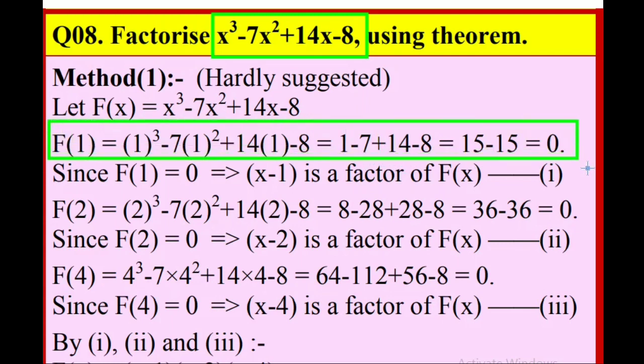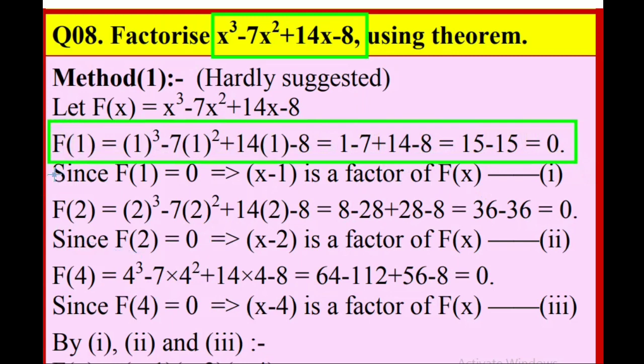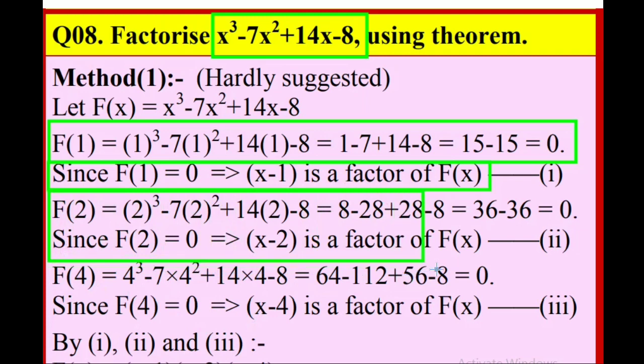So according to the theorem, if f(1) is 0, then we can say that x minus 1 is a factor of f(x). And fortunately, by replacing x with 2, we evaluate the polynomial, which is the dividend, and again we find it comes 0. So again we can say here that since f of 2 is equal to 0, hence x minus 2 is a factor of f(x). Again the factor theorem.